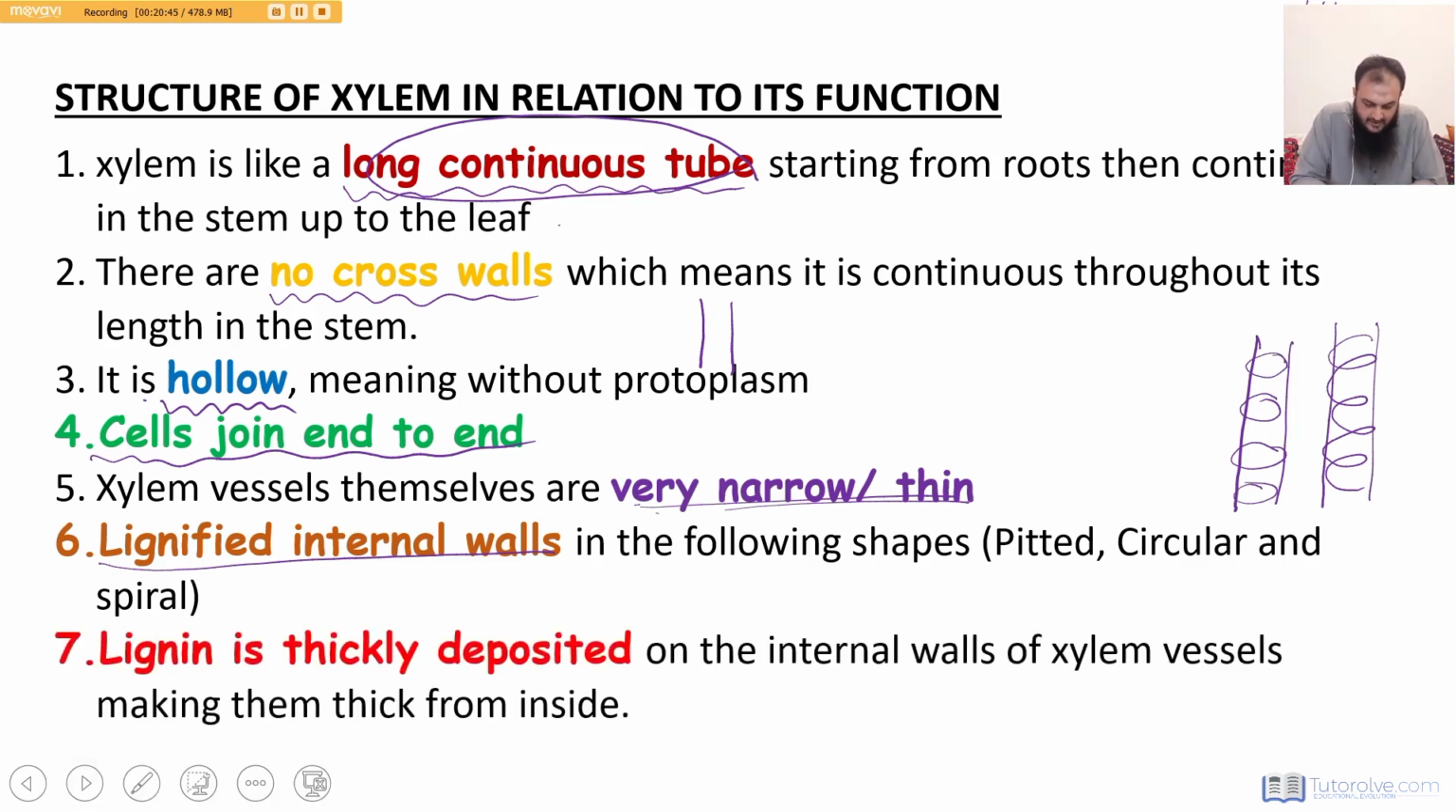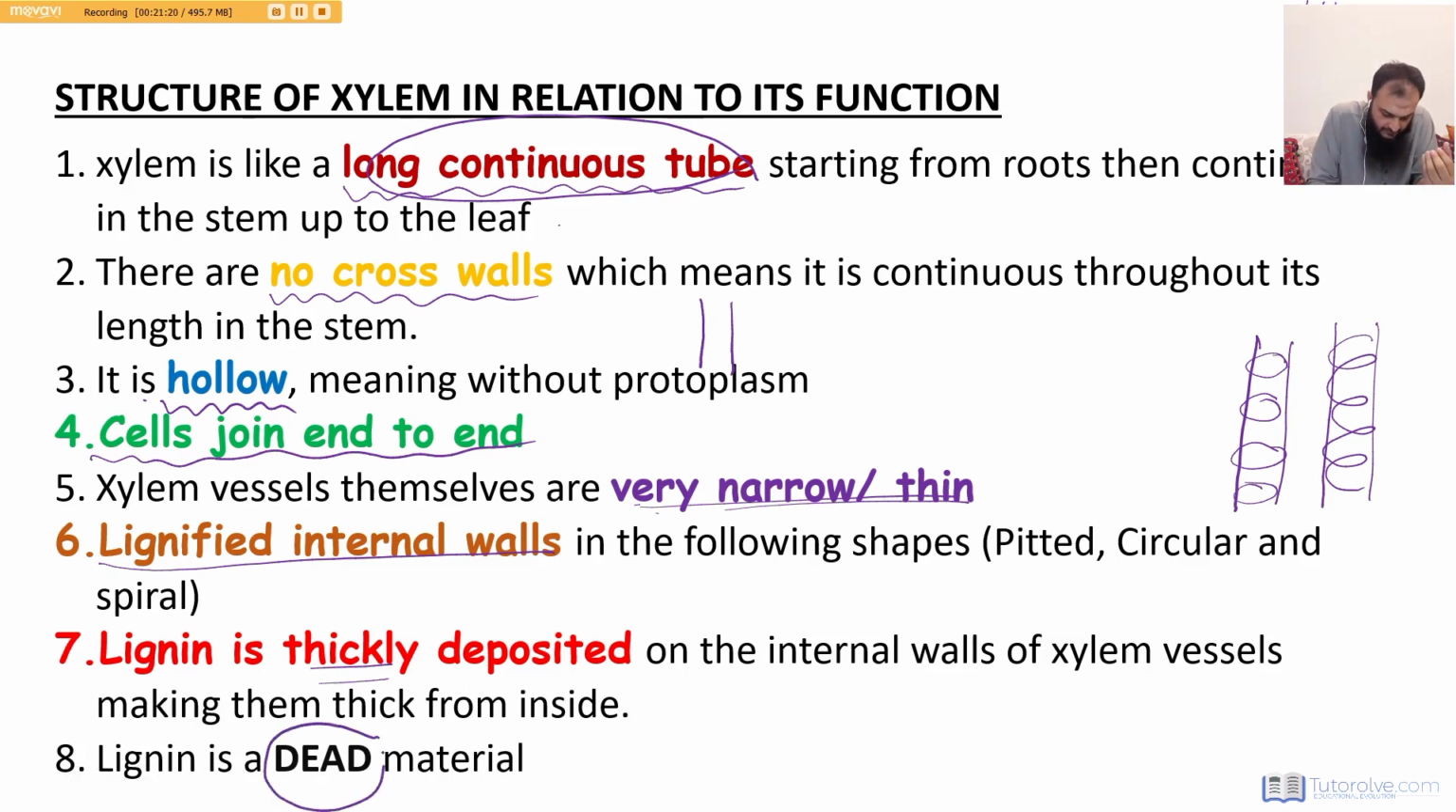And the next point is lignin is thickly deposited on the internal walls. So remember, lignin is not just like the jam or the butter you would put on your bread, but it's very thickly deposited. Despite the fact that the xylem vessels themselves are very thin, relative to their thinness, the lignin that's deposited is very thick. Okay, of course, which adds to the mechanical strength of the xylem. And last but not the least, a very important point that students often forget: lignin is a dead material. It's not living, it's dead.